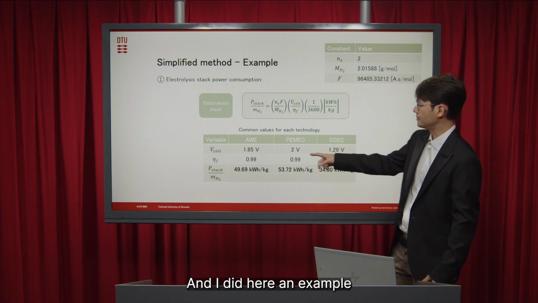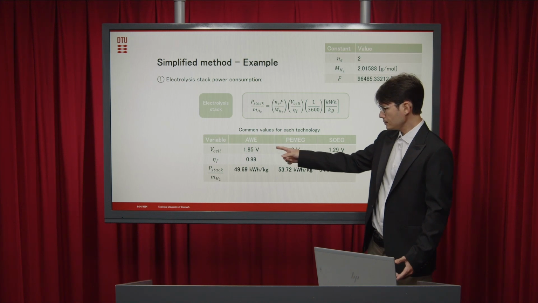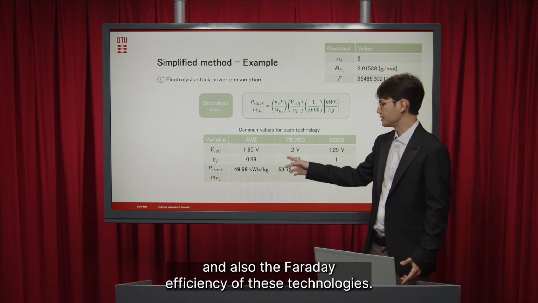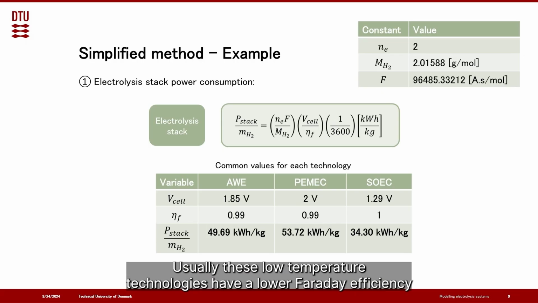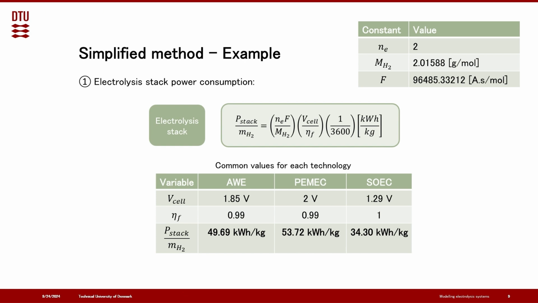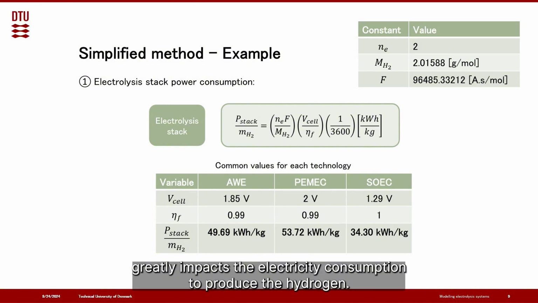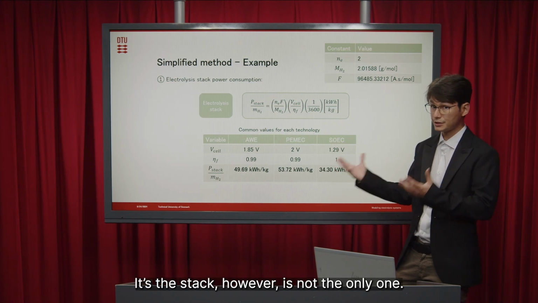And I did an example here, for instance, with the state of the art of the voltage of these main technologies, and also the Faraday efficiency of these technologies. Usually, these low temperature technologies have lower Faraday efficiencies than the high temperature ones. And you can see that the voltage and the Faraday efficiency greatly impact the electricity consumed to produce the hydrogen. This is the main consumption in the system itself: the stack.